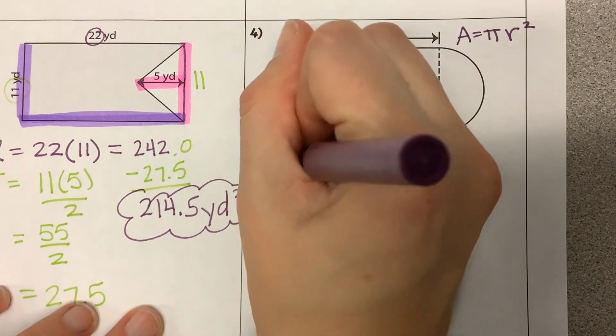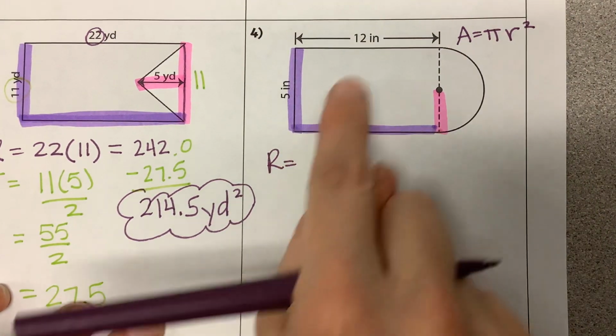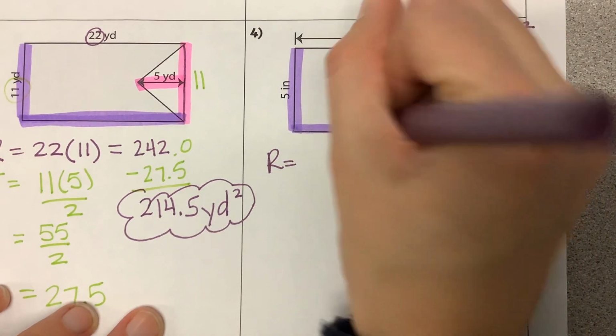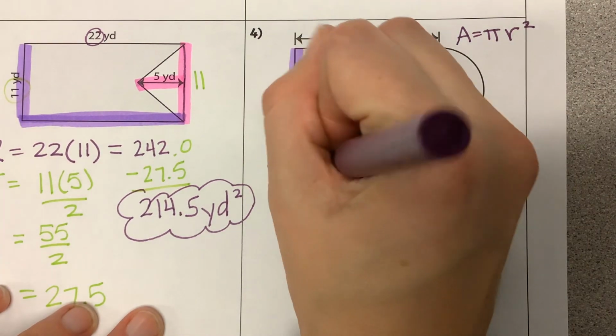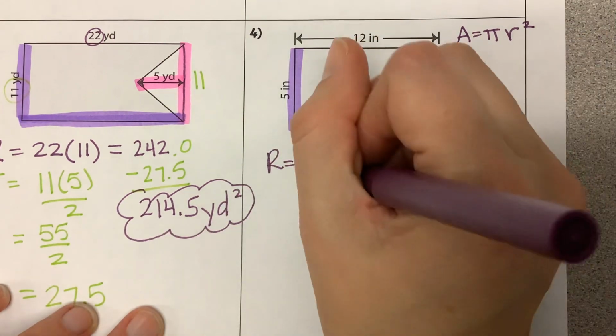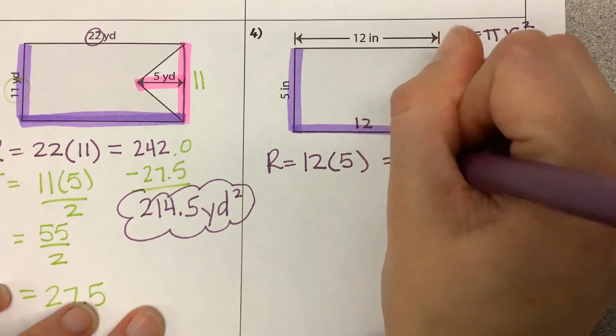So for my rectangle, I don't see a base length right here, but I look across, that length is 12. So we're doing a base of 12 times the height of 5, which is 60.